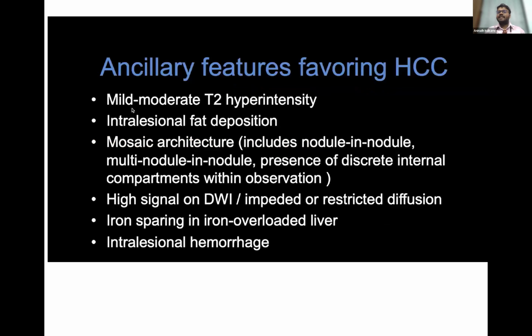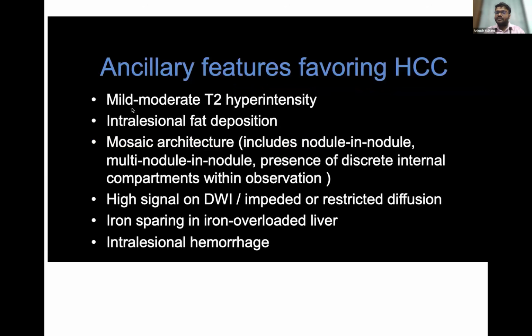This is a very important slide. Ancillary features favoring HCC. This can come as a 10 marks question. Hepatocellular carcinoma or malignant liver lesions. Then if you just write hepatocellular carcinoma means arterial hyperenhancement, there is a washout, there is a capsule, only this much you will get this much marks.